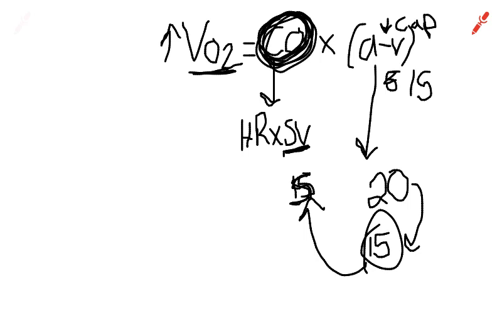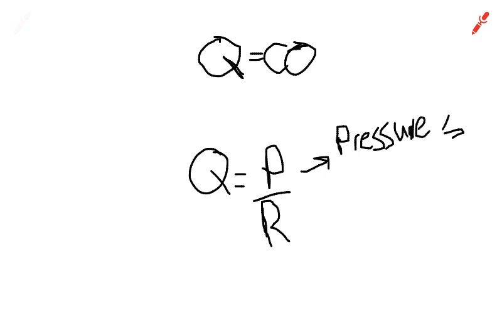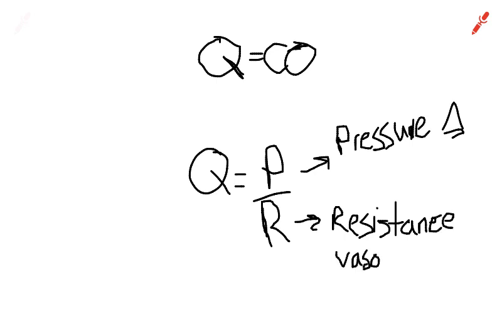The next equation is kind of stupid, but we'll go over it. He gives Q. Q means the same thing as cardiac output. It's just another letter or acronym to memorize, but they're the same thing. It's Q equals P divided by R. P stands for pressure difference, and R stands for resistance, usually resistance in the body. What this means is vasodilation and vasoconstriction. So it stands for vasoconstrict and vasodilate.